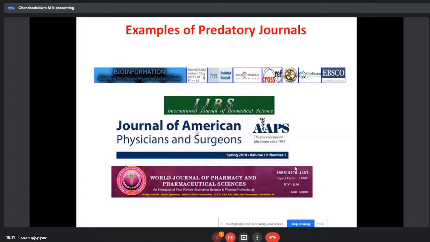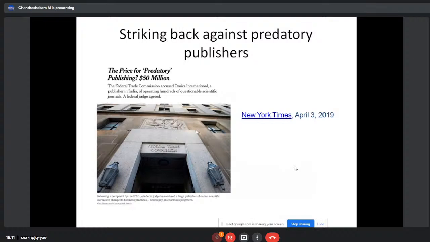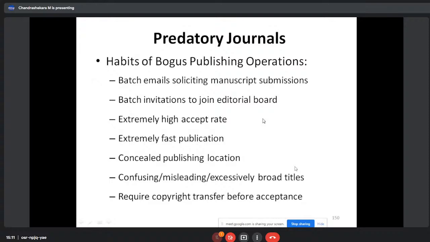I made this list; there are many. Striking back at many predatory publishers, this also. The price of predatory publishing is $50 million. Okay, so this one is the pitfalls.